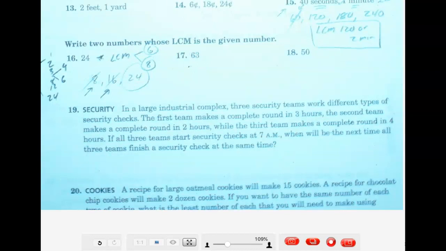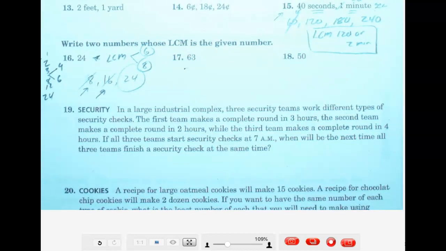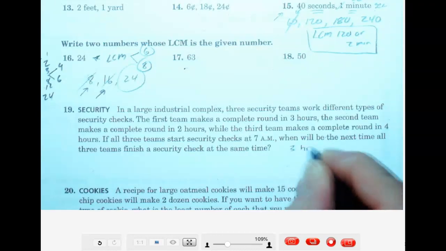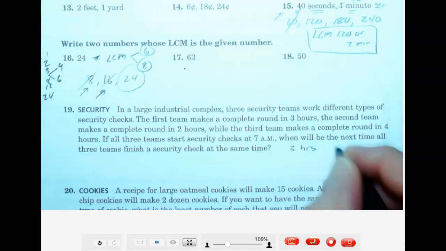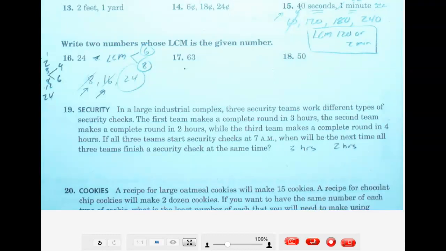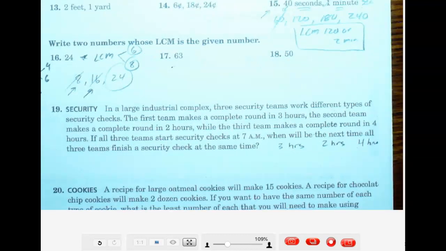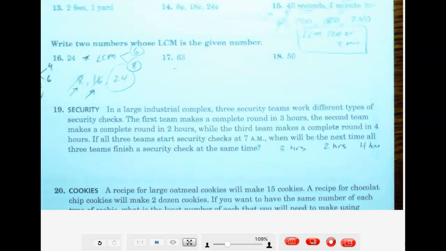In a large industrial complex, 3 security teams work different types of security checks. The first team makes a complete round every 3 hours. The second team makes a complete round in 2 hours, while the third team makes a complete round in 4 hours. Okay, I can already see what this is going to be. When will be the next time all teams finish a security checkpoint at the same time?